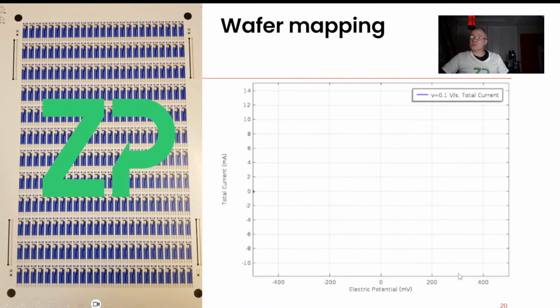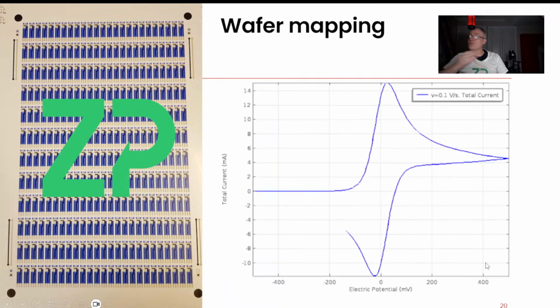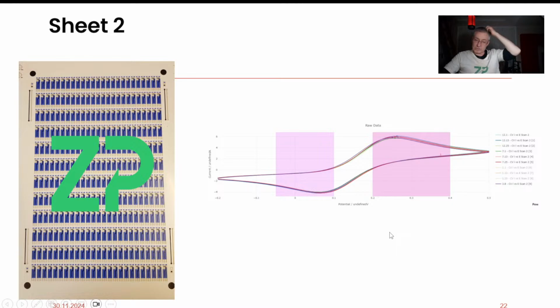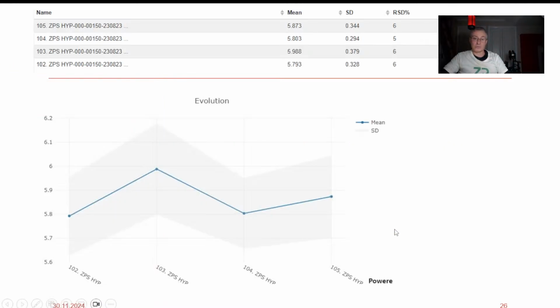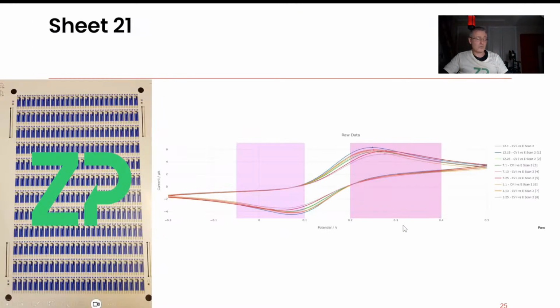So at ZP, we do a lot of testing. Rather amusingly, actually, we're doing the testing here in ferricyanide. And we test a lot of our electrodes to make sure that they actually are reproducible. And they are really reproducible.